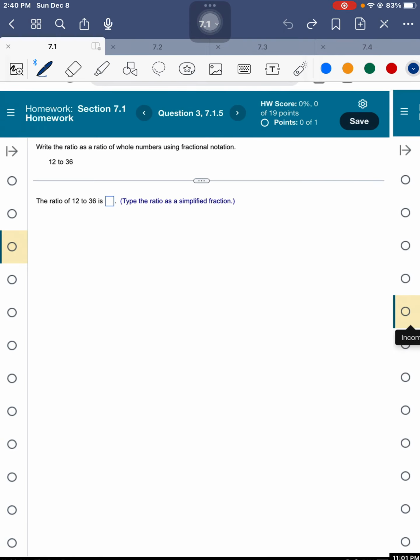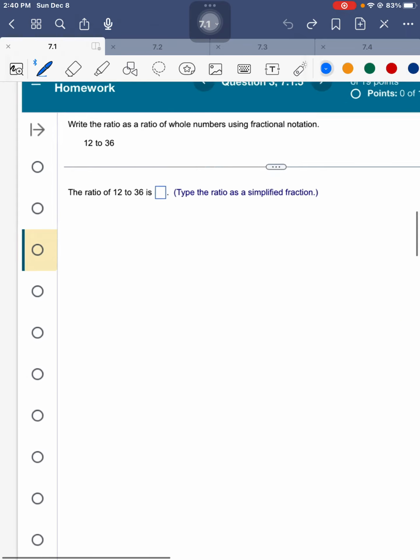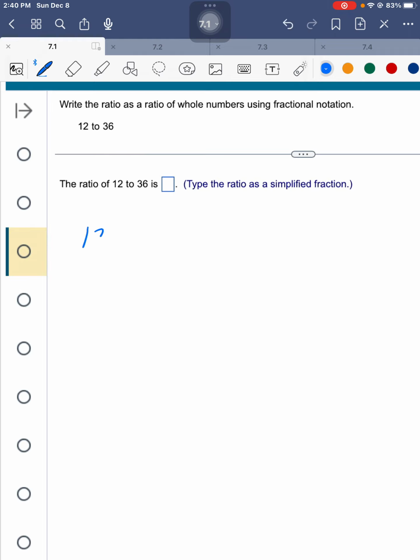Number one. Write the ratio as a ratio of whole numbers using fractional notation. So in ratio notation, this would be 12 to 36. And we already learned that this means 12 to 36. The way to write this as a fraction is you need to turn this clockwise. So this is going to go down, this is going to go up. So you're going to have 12 over 36.